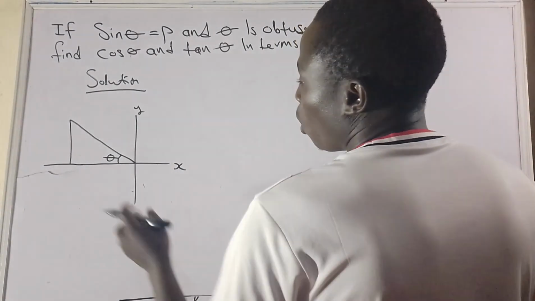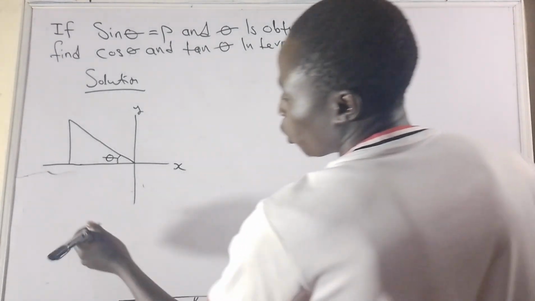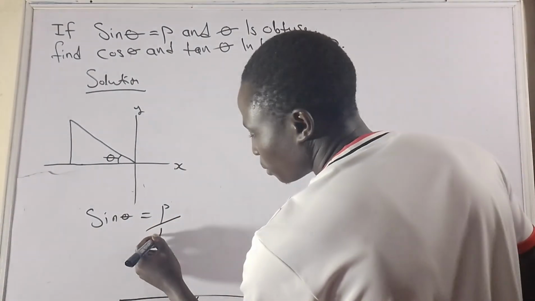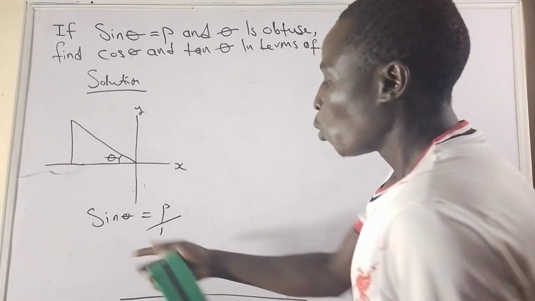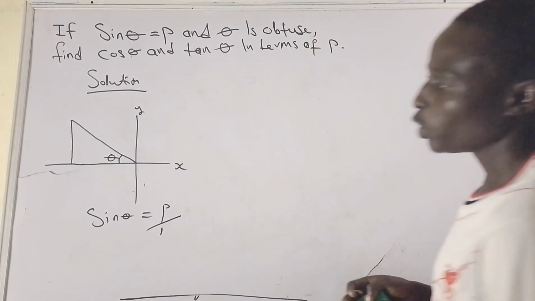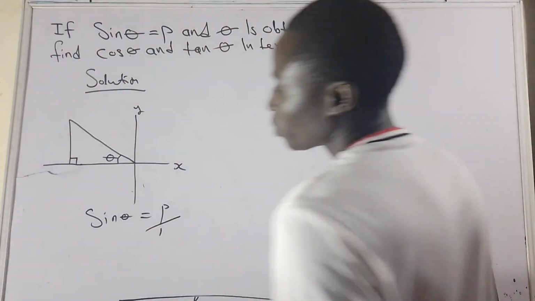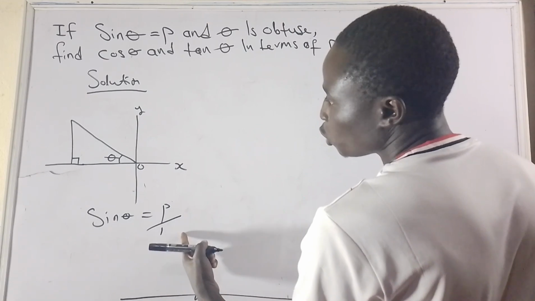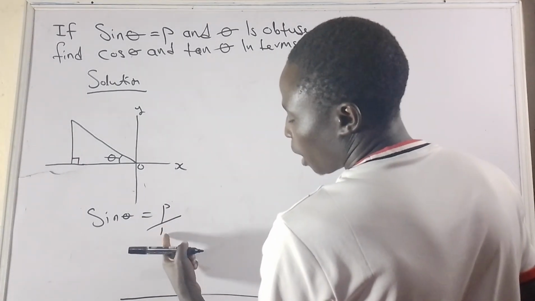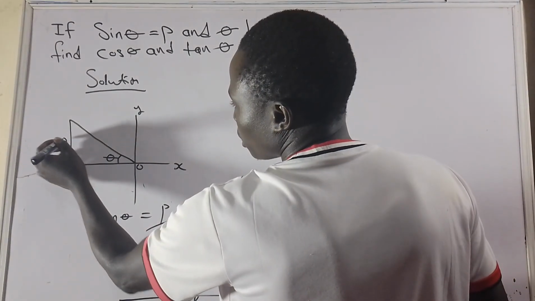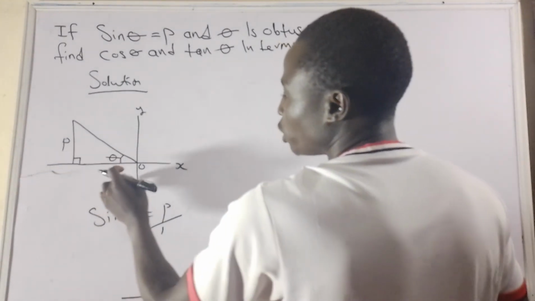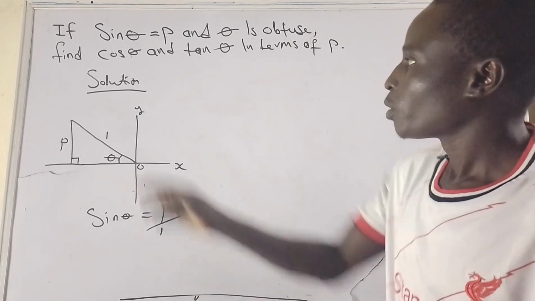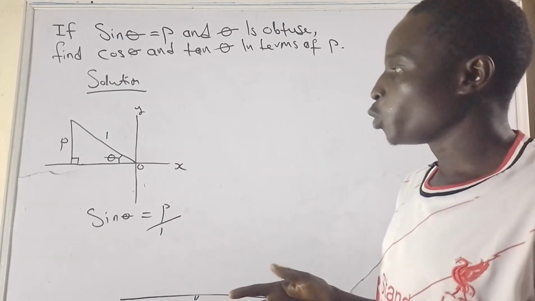If that is our theta, we said that sine theta is equal to p. So we can say p is over 1. Sine is the ratio of opposite to hypotenuse, using SOHCAHTOA: opposite over hypotenuse. The opposite is the side directly opposite to the angle in question, and the hypotenuse is 1. To get the cosine and tangent, we need to find this side.